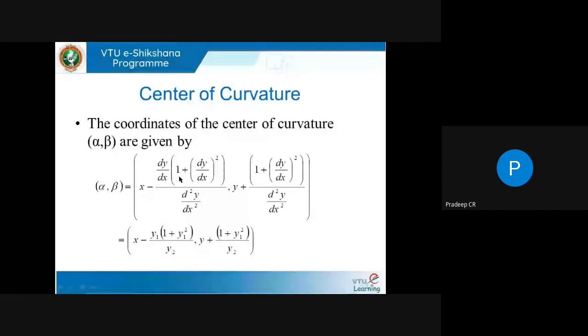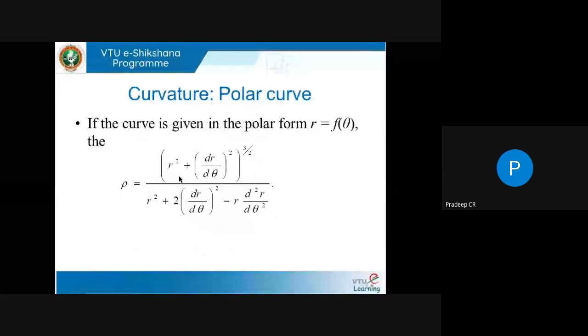And the center coordinates are given by this. And if the curve is given in polar form, that is r equal to f of theta, the relation between radius and the angle, then you'll have to find dr by d theta and d square r by d theta square, and plug in all the values in this horrible looking formula. Then you will get the radius of curvature. Both formulas are there. One is for y equal to f of x, another is for r equal to f of theta. I'll show you specific examples.